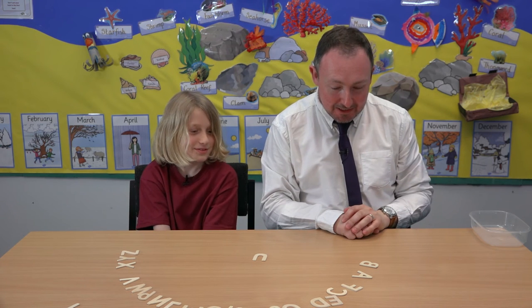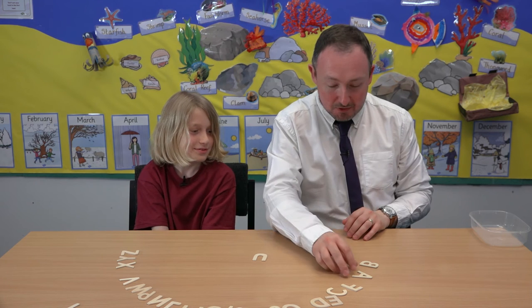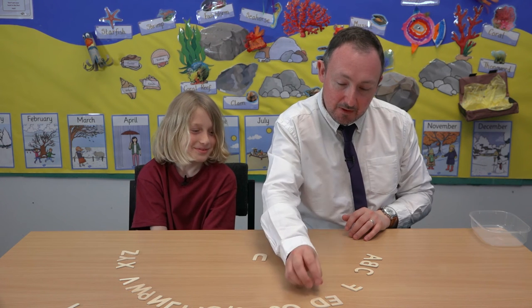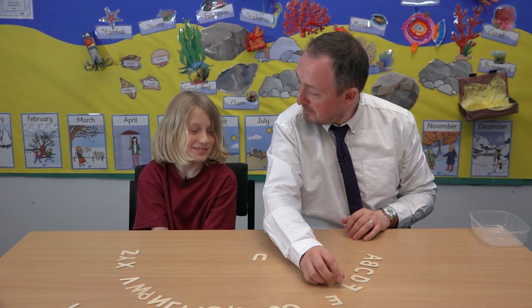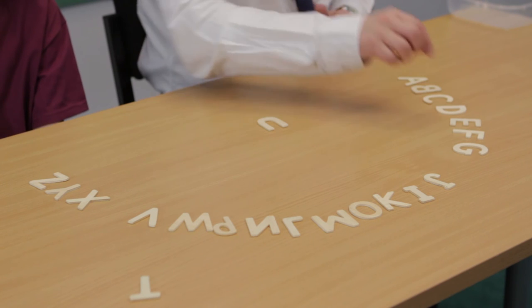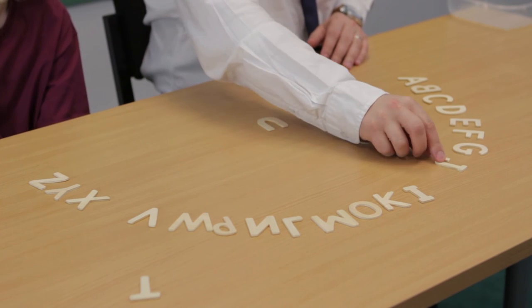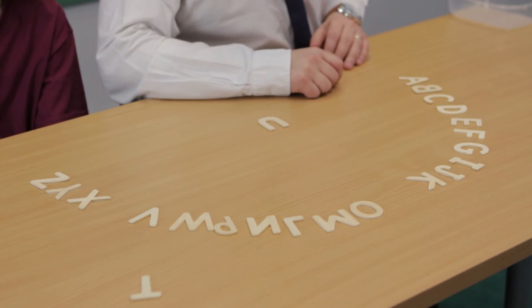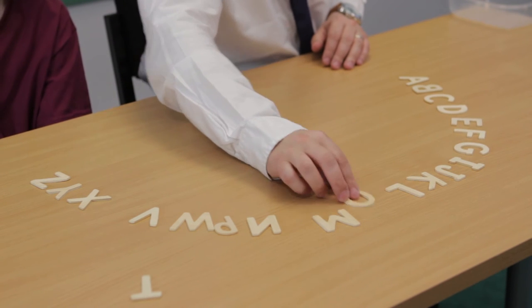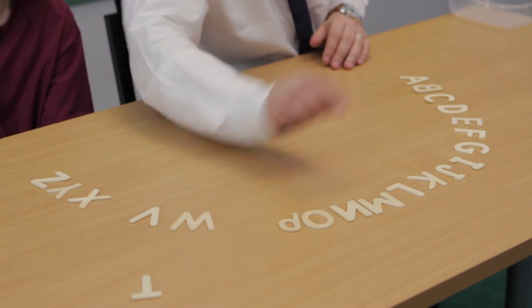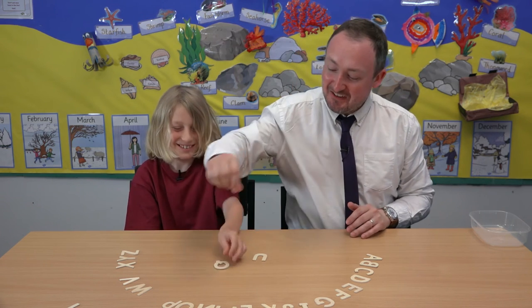Yeah. Right, okay, so I can see you've moved A and B around. So I'm going to put those back there. Let's see. D, am I doing okay so far? Yeah. E and F and G. I, J, K. And we've got L, M, N, O, P. Right, you've stolen the Q.